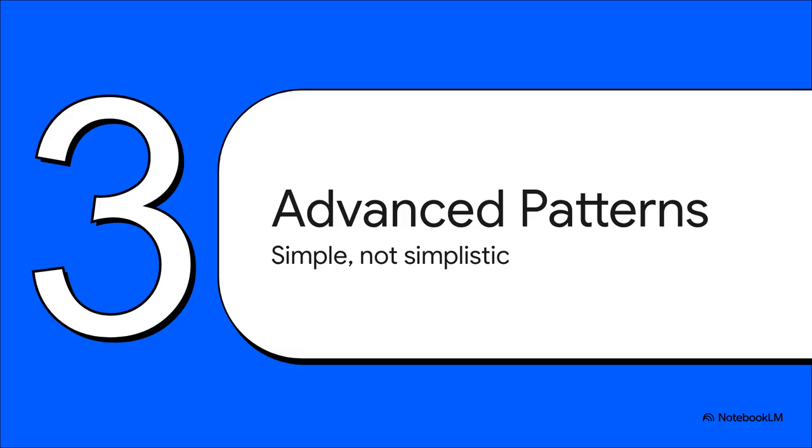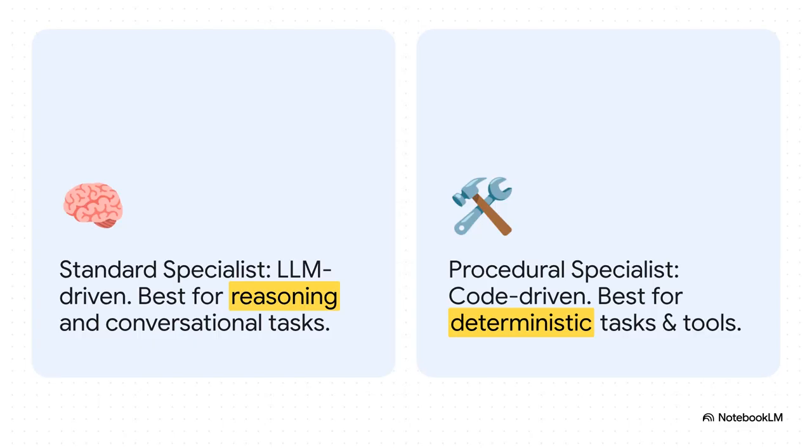So it's really easy to get started, but don't mistake simple for simplistic. This scaffold comes with some seriously powerful patterns already built in for when you need to handle more complex, real-world problems. For instance, you actually have 2 different kinds of specialists you can build. The standard one is driven by an LLM, and it's perfect for things that need creativity or reasoning. But for tasks that need to be done the exact same way every time, like integrating a tool, you can build a procedural specialist that's just pure code, no LLM involved. It's way more efficient and reliable for those jobs.